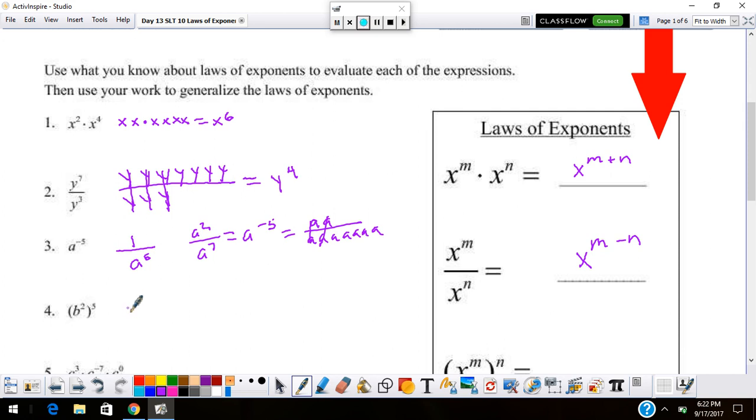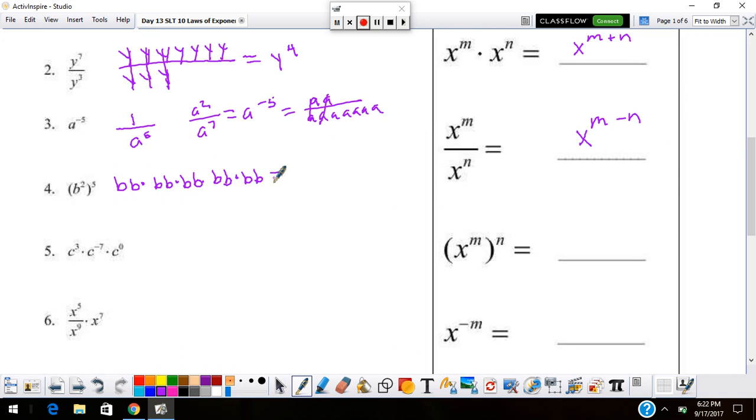So we've got b squared to the fifth power, so we're going to have b squared 5 times. 1, 2, 3, 4, 5. And if we counted up all the b's, it would be the same as 2 times 5, which is 10. Good job, handy assistant. So our rule over here on the right is going to be x raised to the m times n power. If I raise a power to another power, I multiply the powers. Oh, and there's the rule for number 3. X to the negative m is 1 over x to the m.